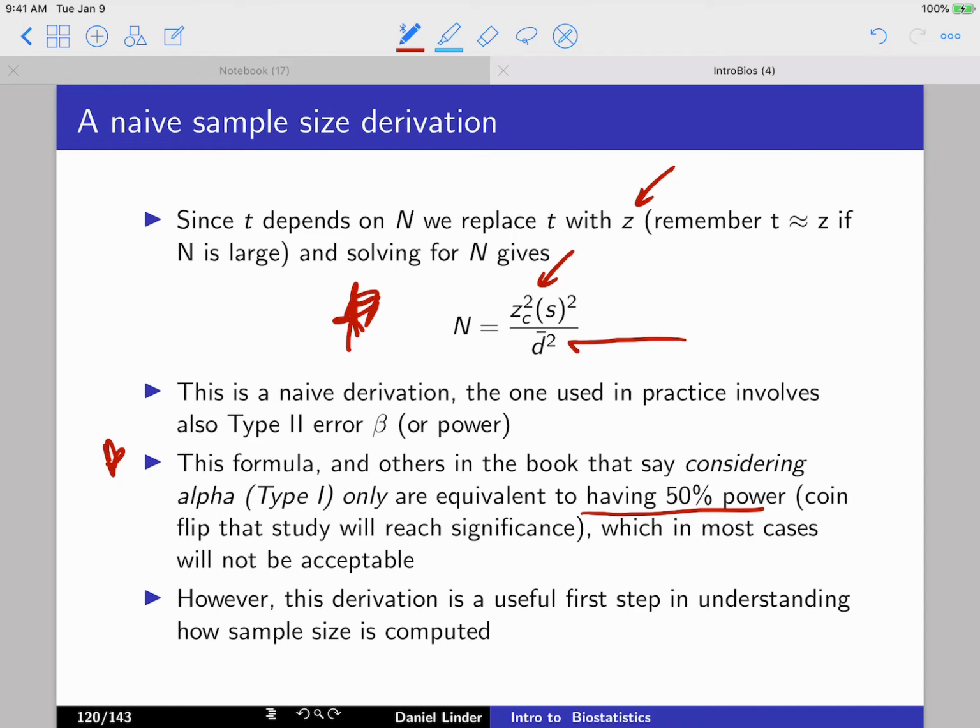So we're dividing by something here, this d bar squared. If we increase that, so if we increase the denominator, our n gets smaller. So as d bar increases, that leads to a decrease in n. Okay.